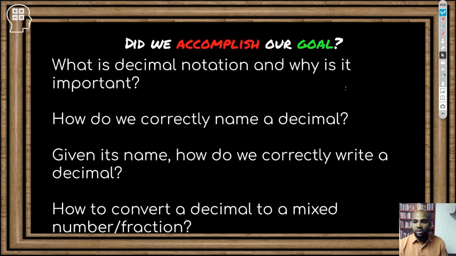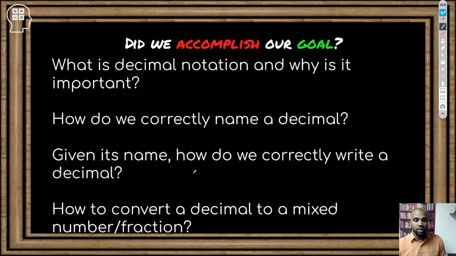All right, did we answer all our questions? You better believe we did. We always do. What is decimal notation and why is it important? It's important, as you see, because we use it quite a bit, especially with money. Decimal notation is a number that has a decimal in it. How do we correctly name a decimal? You just name the number in front, and instead of the decimal, you say "and" and continue naming the number after that with its correct place name, like tenths, hundredths, and thousandths.